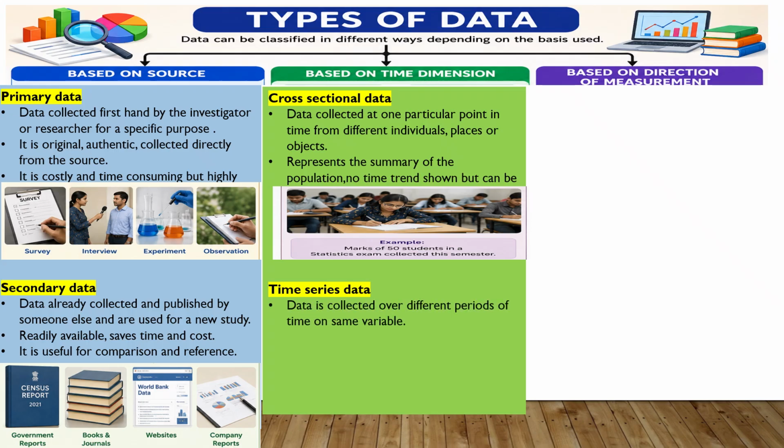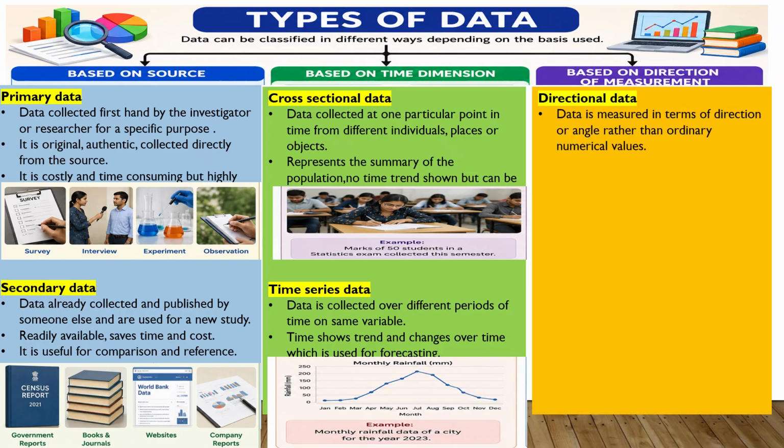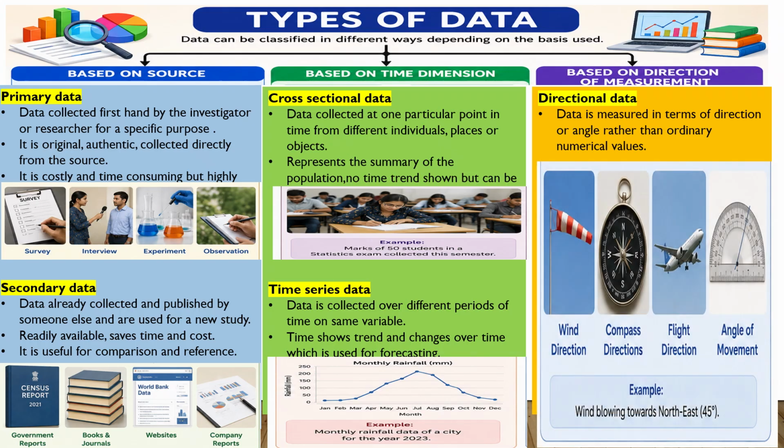Time series data is the data collected over different periods of time on the same variable. Time series shows trend and changes over time, which is used for forecasting. Few examples are monthly rainfall, daily temperature, annual sales of a company. So these data help us to study trends and changes over time. Based on nature, directional data, where data is measured in terms of direction or angle rather than ordinary numerical values. For example, wind direction, light direction, compass directions, angle of movements.